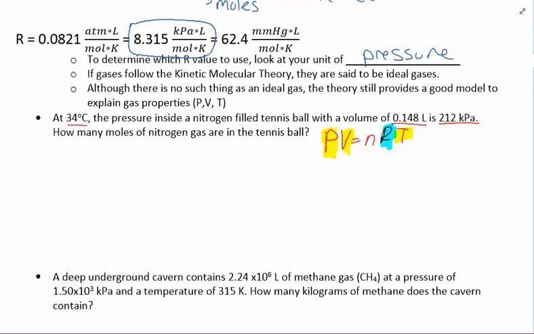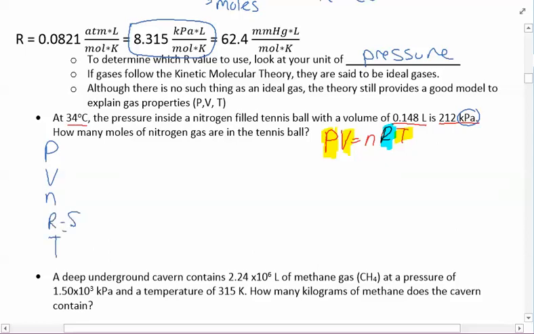So our R value that we're going to use, because our pressure is in kilopascals, is 8.315 kPa·L/(mol·K), in order to help us describe it. So we're going to fill in everything else.